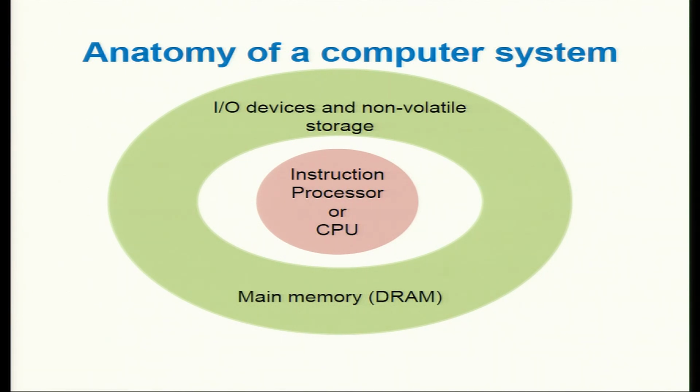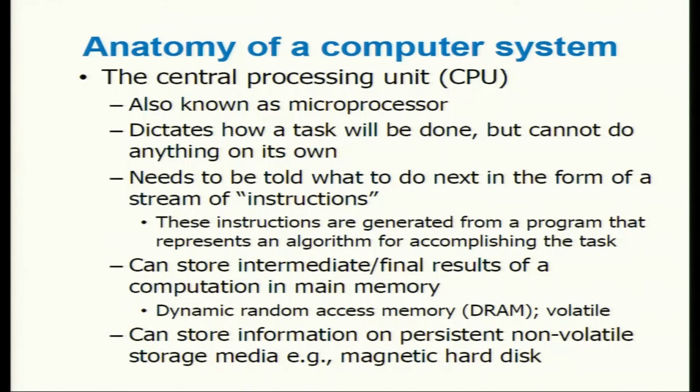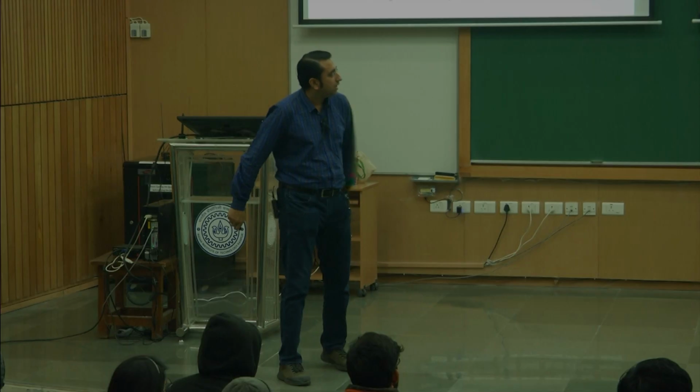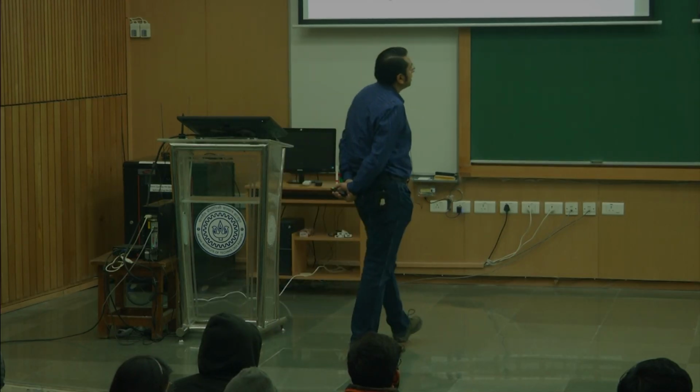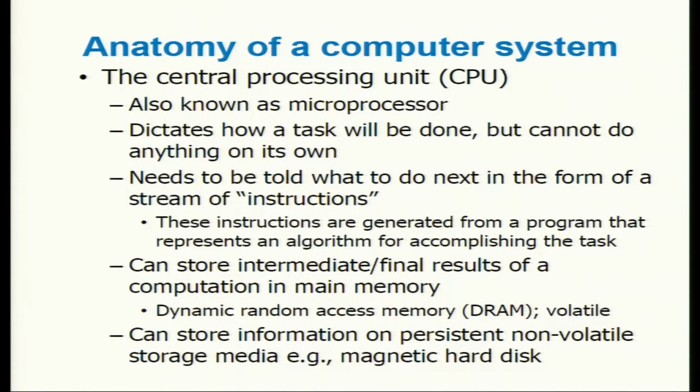All of us know, at the center, we have the instruction processor or the central processing unit. And surrounding it, we have I/O devices, non-volatile storage, and the main memory, which is the dynamic random access memory. So this is typically what a computer looks like. The central processing unit, also known as the microprocessor, or simply the processor, dictates how a task will be done, but does not do anything on its own. We know that. It needs to be told what to do next in the form of a stream of instructions. And these instructions are generated from a program that represents an algorithm for accomplishing the task. So we know this stuff pretty well.